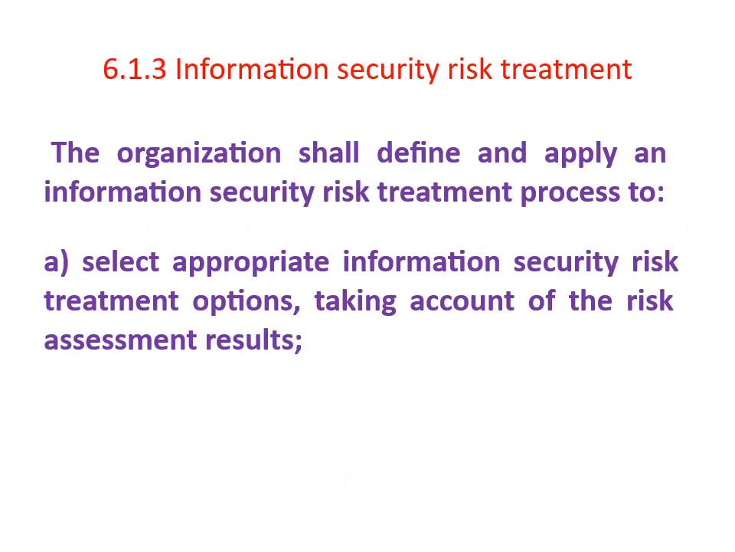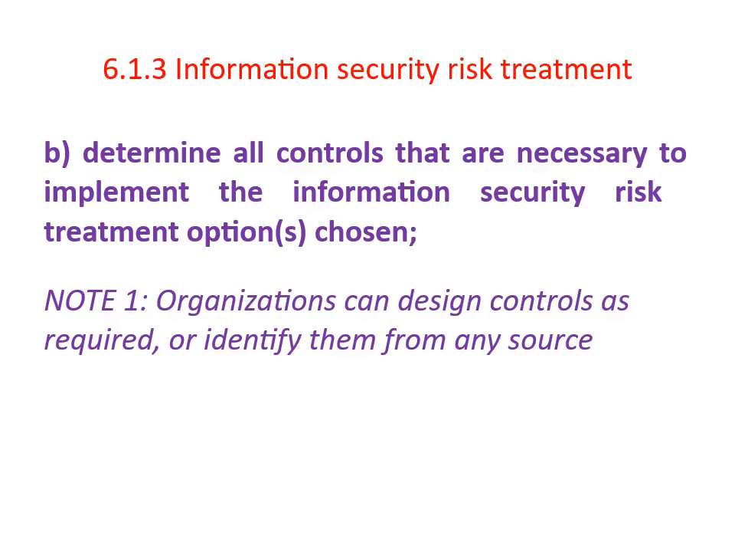The organization must determine all necessary controls required for implementing selected risk treatment options. Controls may be selected from Annex A Controls, legal requirements, industry best practices, customer requirements, internal organizational policies. Organizations may also design additional controls if required. The organization must compare selected controls with Annex A to ensure no important controls are missed.